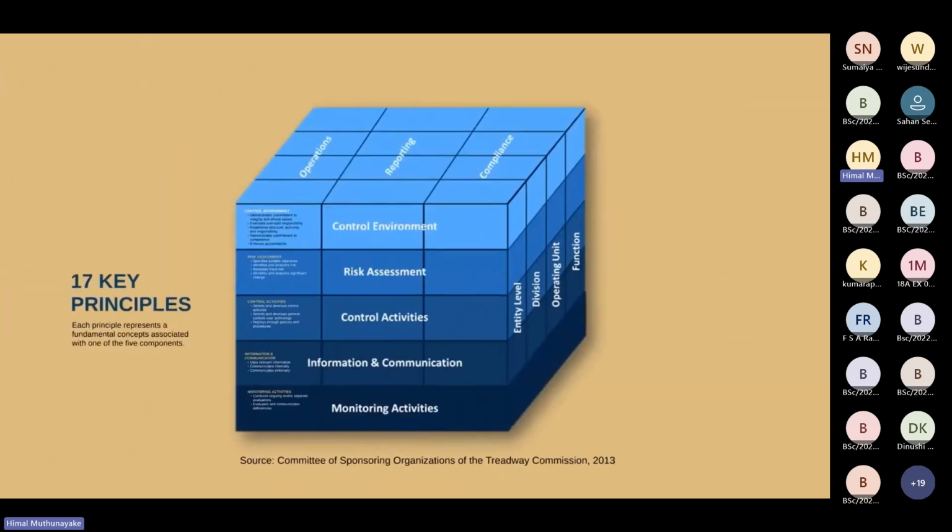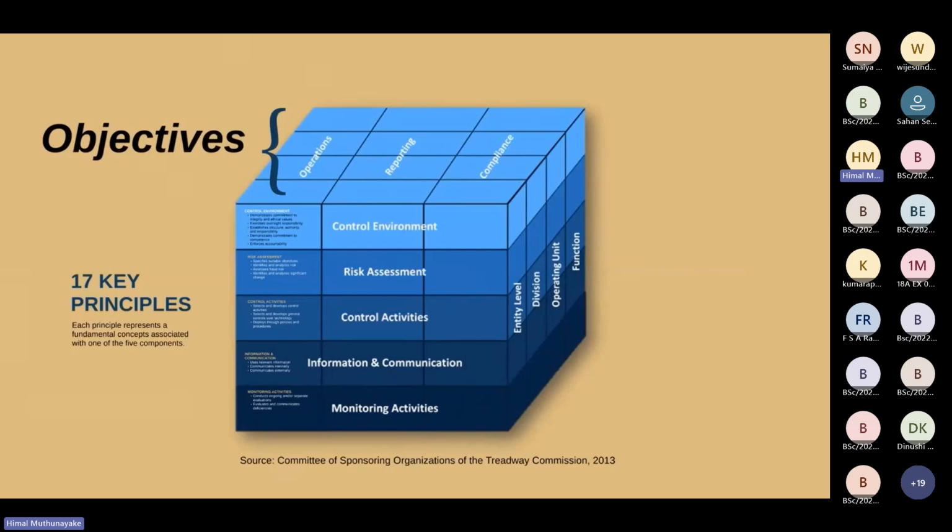To help better visualize this integrated framework of internal controls, COSO has developed a 3-dimensional cube representation of the key concepts. The 5 key components, which I just described, are represented by the rows that go across the cube. The 3 objectives, operations, reporting, and compliance, are represented by columns. These objectives are what your organization strives to achieve.